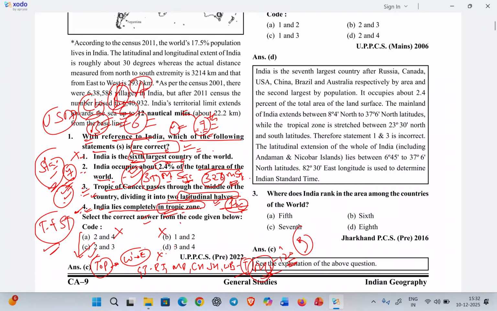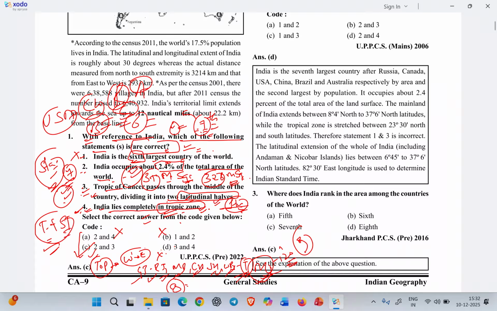Okay, so we have 1, 2, 3, 4, 5, 6, 7, 8. Total 8 states from west to east: Gujarat, Rajasthan, Madhya Pradesh, Chhattisgarh, Jharkhand, West Bengal, Tripura, Mizoram. Remember this pattern from west to east. It exactly passes through India, and it divides India into two latitudinal halves. India lies not in the tropic zone alone, but in the tropic and subtropic zone.